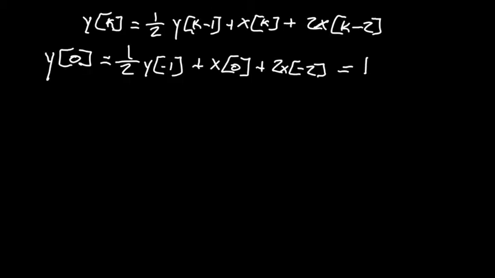So our first one will be y of 0, and that'll make it equal to 1/2 y of negative 1 plus x of 0 plus 2x of negative 2. We assumed our initial conditions for y to be equal to 0, so this first term will go to 0. X is evaluated at the delta function, so that will be 1, and x of negative 2 is the delta function at -2, which is 0. So y of 0 will equal 1.